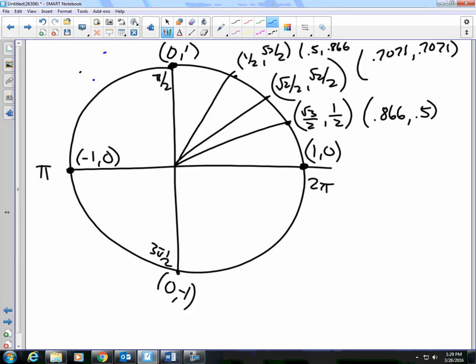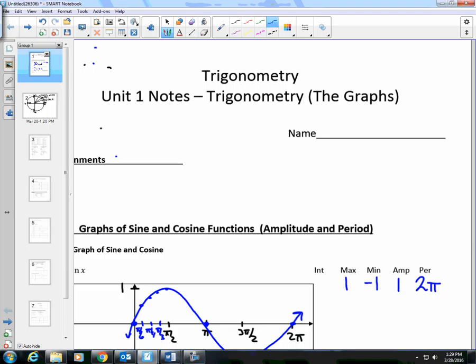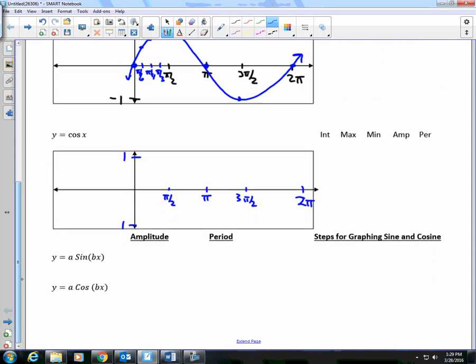So I'm just going to plot those onto my grid, or onto my graph. You said the cosine at 0 was 1. At pi over 2, it was 0. At pi, it was -1. At 3 pi over 2, it was 0. And at 2 pi, it was back to 1.